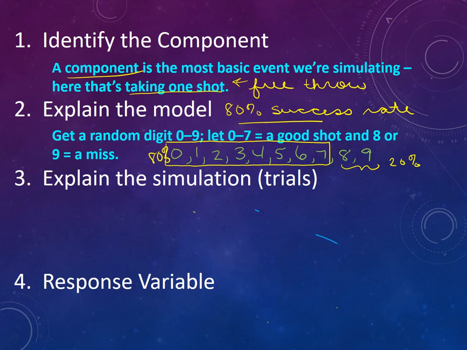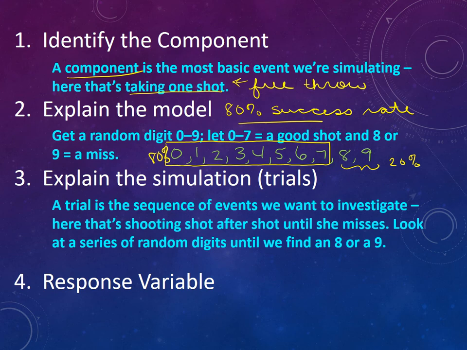Now we're going to say, what am I going to do? Explain the simulation. What does each trial look like? Well, in this case, my simulation is going to look, each number represents a shot that we're going to investigate. And what we're going to do is we're going to look at each random number that's generated, one digit at a time. And it's very important that we look at that. And they should really say that here, one digit at a time. And we're going to just look at all of them until we get that 8 or 9.